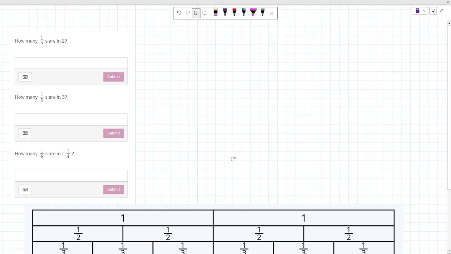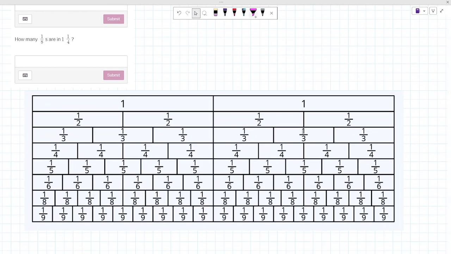Now let's think about how many 1/5s are in 3. So let's look down here. In one whole, how many 1/5s do I have? Here are my fifths. I have 5 of them, right? 1, 2, 3, 4, 5.